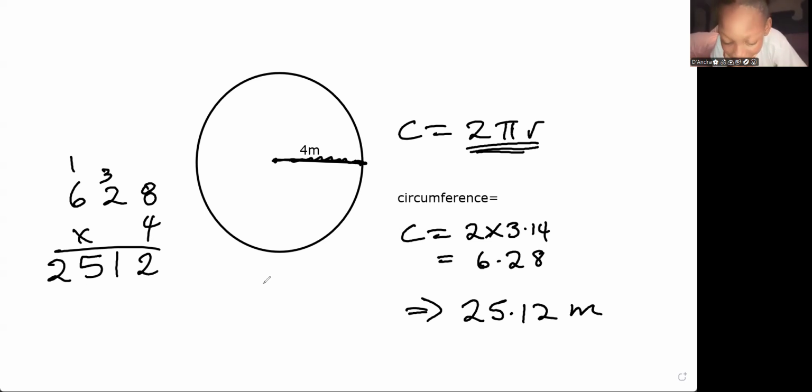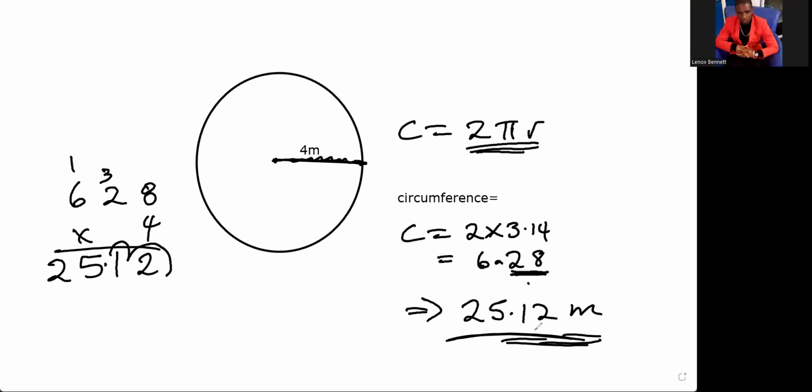Can you tell them where you get the point? How did you get the point between the 5 and the 1? It has to be between the 5 and the 1 because there are 2 decimal places, from the 3.14, the 6.28, because you converted that. Very good. Put on your meters. Yes, very good, it's correct.